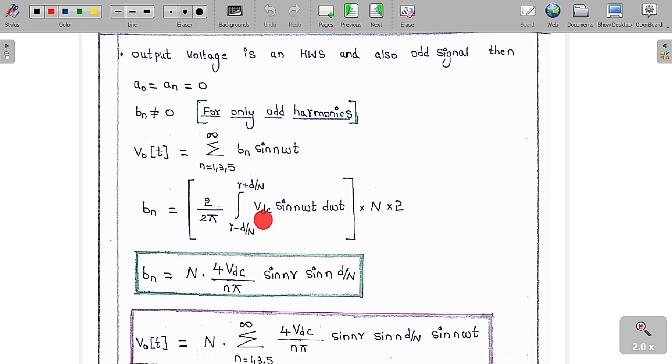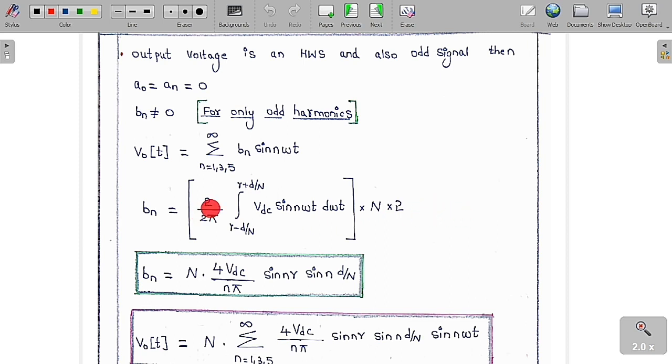The signal is called plus VDC. So plus VDC into sin n omega t into d omega t, or simply we can say sin n theta into d theta. We are doing this for only one pulse, but we want it for the whole series, so into n. Into n means we are going up to half cycle, but if we want the full cycle, we need to go for 2. So therefore, you are going to do this integration for the total 2 pi. So Bn is equal to 2 by 2 pi integration of gamma minus d by n to gamma plus d by n of VDC into sin n theta into d theta into n into 2.